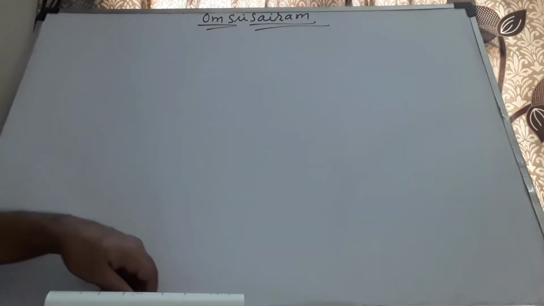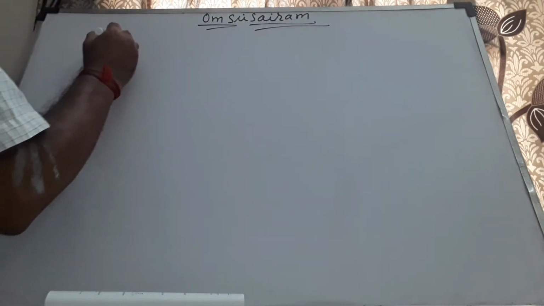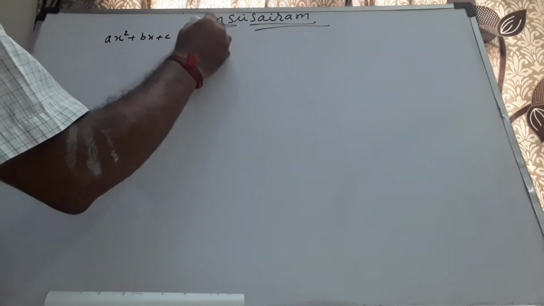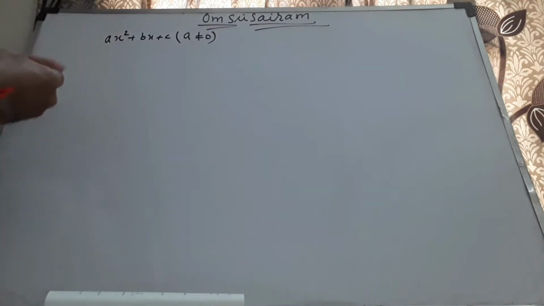Now, in this particular video presentation, we'll just have a quick recap of whatever we have done in the previous videos meant for class 10 of CBSE, where we discussed polynomials. Let me just have a quick recap. Any expression of the form ax square plus bx plus c, a not equal to 0, and a, b, c are real numbers, is known as a quadratic polynomial.